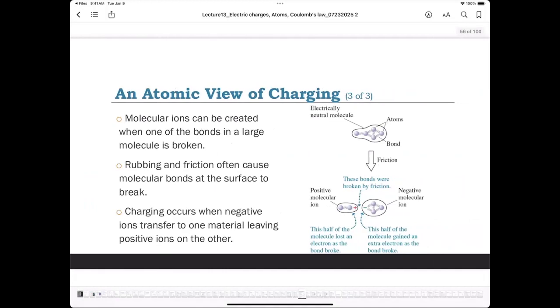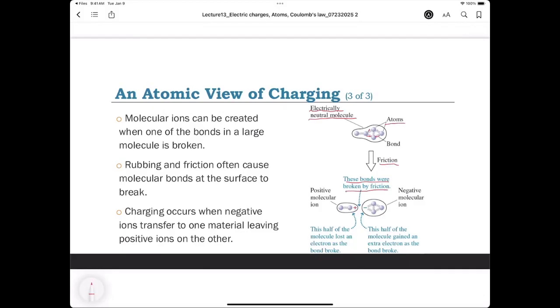Molecular ions can be created when one of the bonds in a large molecule is broken. You can see there is an electrically neutral molecule. These are atoms, and those atoms are bonded, and when those atoms are given friction, the bonds are broken by friction.